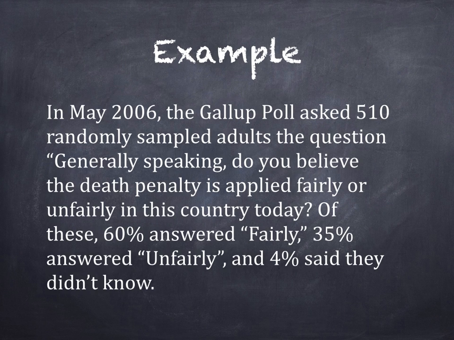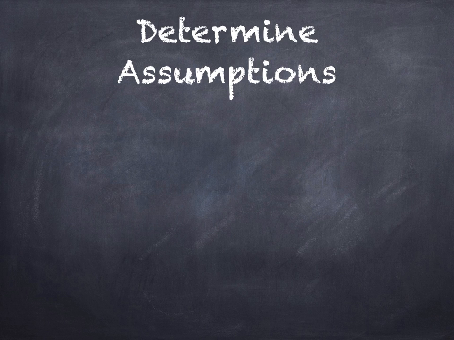Alright, so now we're going to go through an example of using the assumptions. This is basically what we've been doing, but now we have to think of the assumptions that are being thrown in. So in 2006, the Gallup poll asked 510 randomly sampled adults the question, generally speaking, do you believe that the death penalty is applied fairly or unfairly in this country today? Of these, 60% answered fairly, 35% answered unfairly, and 4% said they didn't know. So we're just going to look at the proportion of people who answered fairly, so 60% or 0.6.